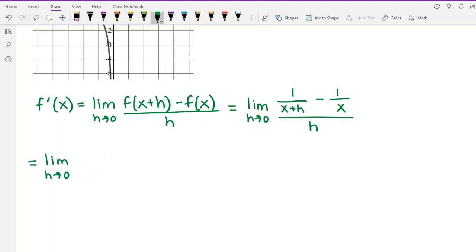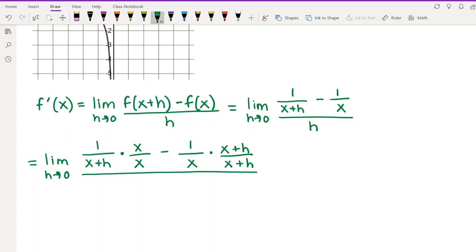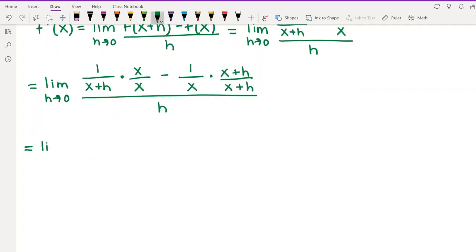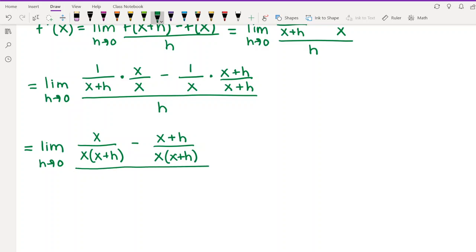So how are we going to tackle this? Well, we want to make a common denominator. The way to do that is to multiply the first one by x over x and the second one by x plus h over x plus h. It looks a little scary right now, but it will look simpler in a moment. So now we have the limit as h approaches 0 of x over x times x plus h, minus x plus h over x times x plus h, all over h.